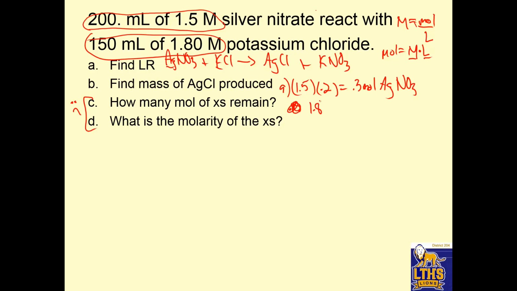And then for the other one, I have 1.8 moles, molar, MV, and my volume is 0.15. See how I solve molarity equals moles over liters? So moles equals molarity times liters. And I had to switch it to the right thing. 1.8 times 0.15 is 0.27. And that's moles of KCl.